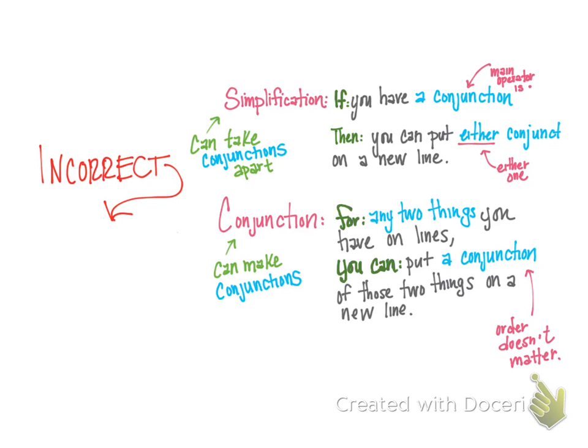There's not really a corresponding mistake for the conjunction rule since you're making a new thing rather than taking things apart. So I believe that covers the most common errors people make with these two rules.